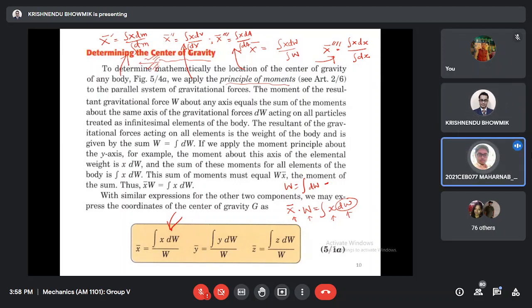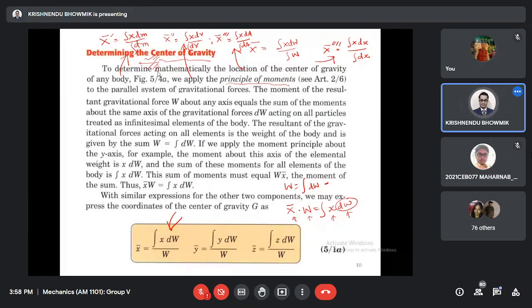Sir, I have a question. Yes, sure. Sir, center of gravity and center of mass are two different points of an object. Okay, I'll tell you. This depends upon the acceleration due to gravity. The center of gravity involves the mass multiplied with the acceleration due to gravity.